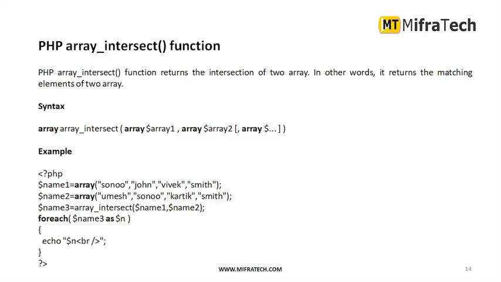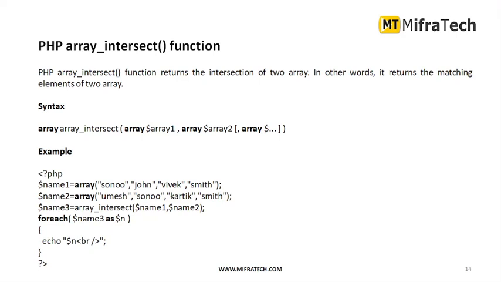PHP array_intersect, where we can intersect arrays. The PHP array_intersect function returns an intersection of two arrays. In other words, it returns the matching elements of two arrays. array_intersect(array $array1, array $array2).